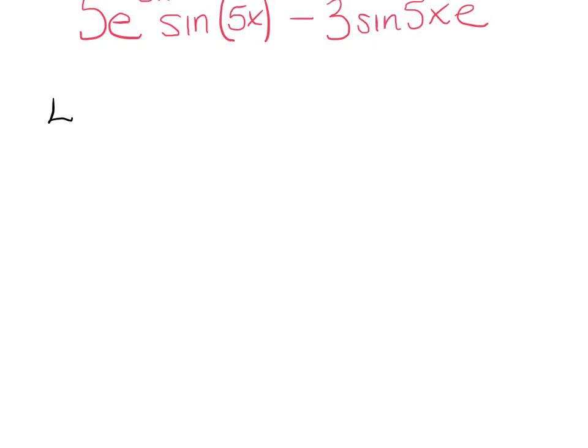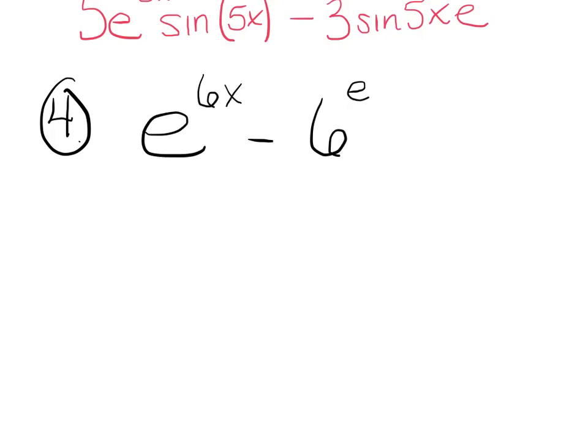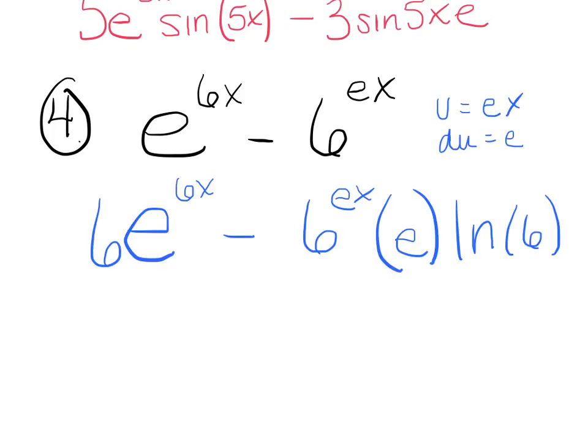Number 4. Let's just combine the two properties. Let's take the derivative of e to the 6x minus 6 to the e x. All right, so again, pause it, try it on your own, and we'll compare in a few moments. So check my work there. My e to the u is leave it alone, times the derivative of the exponent, minus leave it alone, times the derivative of the exponent, times the ln of the base.